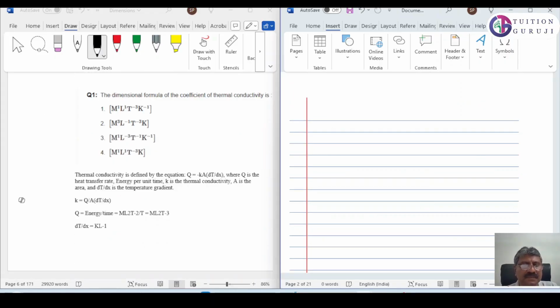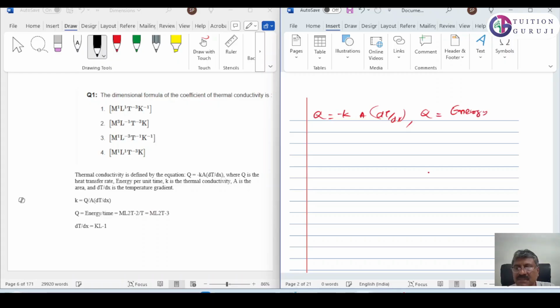Now let us see the dimensional formula for the coefficient of thermal conductivity. We know Q is equal to minus K into A into dT by dx. And what is Q? Q is the heat transfer rate, meaning energy transfer rate. The heat is nothing but energy, so energy per time.